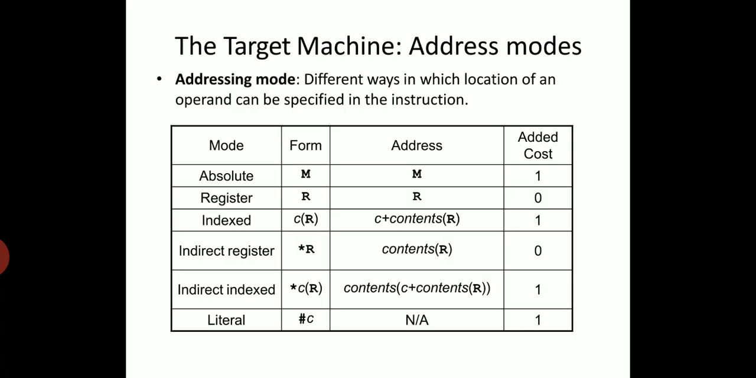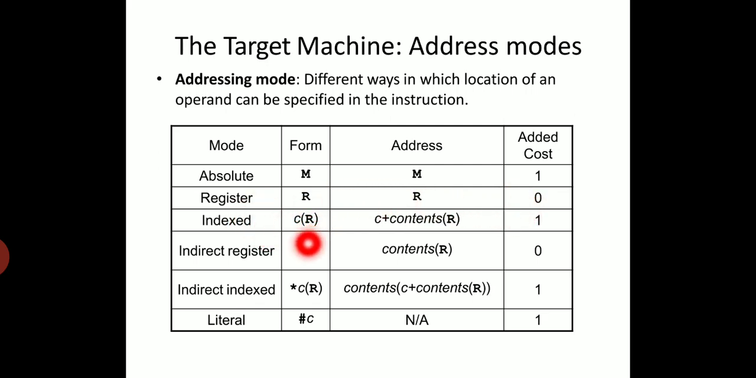Then the different addressing modes possible: absolute, register, indexed, indirect register, indirect indexed, literal. Absolute means cost is 1. Register means cost is 0. Indexed means cost is 1. C of R is an example of the format of the indexed addressing mode. That means content of the register. First you have to take the content of the register. You have to add that C along with the content of the register. C is a constant. So that means the added cost is 1.